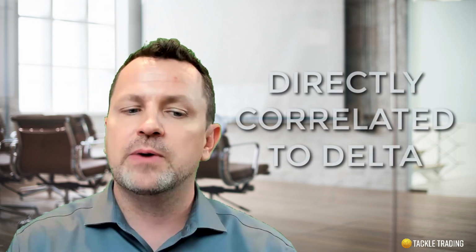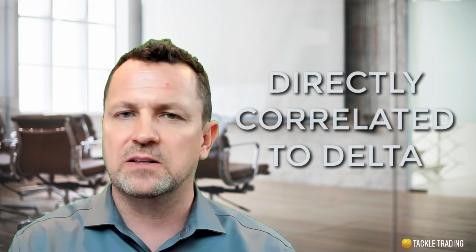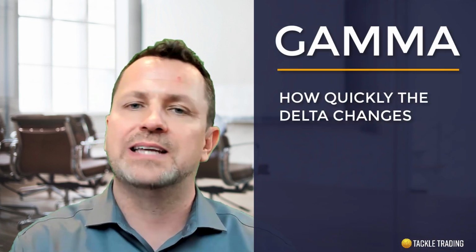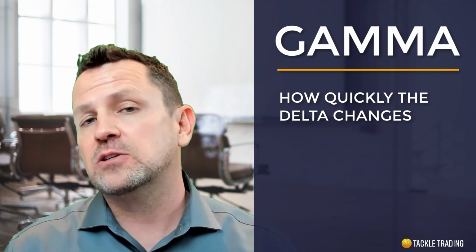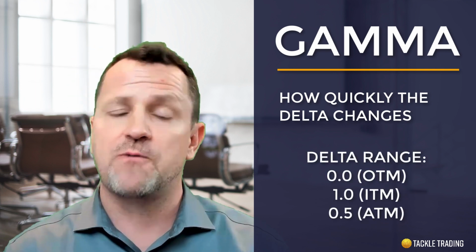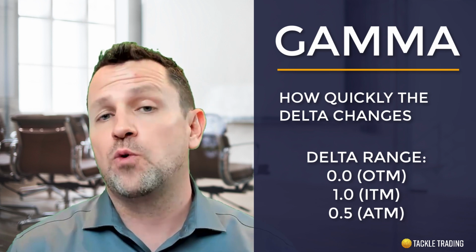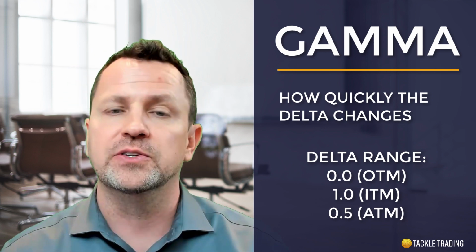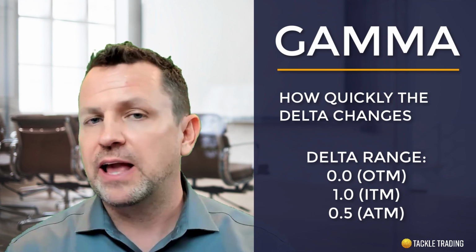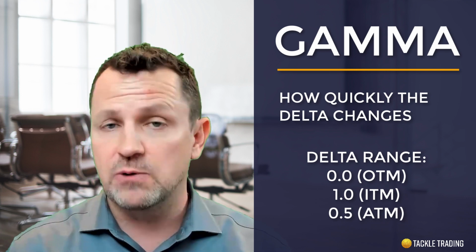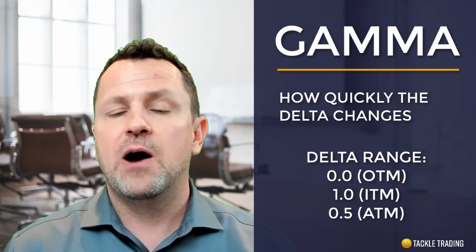Now, gamma is directly correlated to delta. Delta is how sensitive the option premium is to the stock movement up or down. Gamma is how quickly delta changes as the stock price moves up and down. And delta ranges between 0.0 for way out of the money options, and it goes all the way to 1.0 for deep in the money options. At the money options typically have a delta around 0.50 or so, about the halfway point. Now, gamma is velocity or the rate of change.